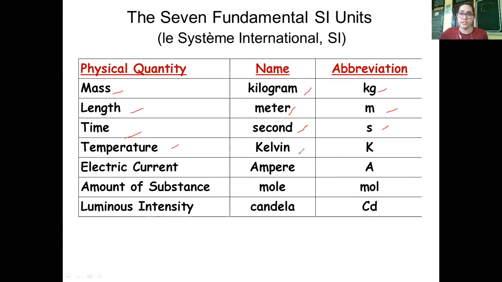Temperature, of course, the SI unit is the kelvin, abbreviated by the capital K. For electric current, we have the ampere, abbreviated by capital A. For amount of substance, we have the mole, and mol is its abbreviation. For luminous intensity, we have the candela, abbreviated by cd.